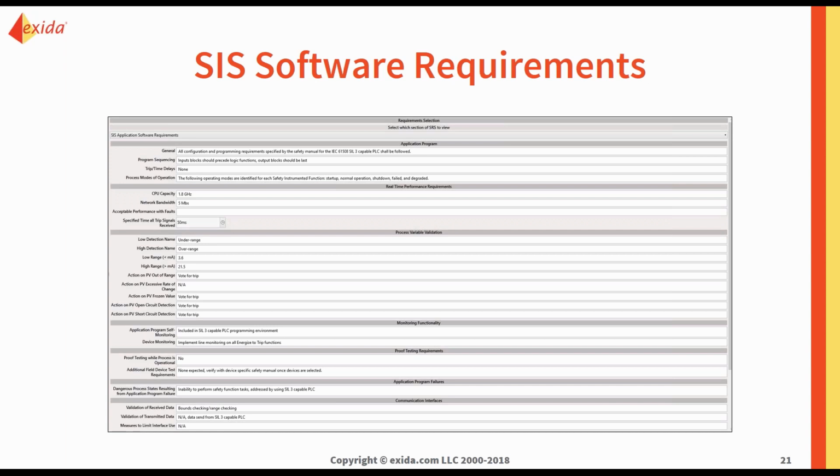You have process variable validation, so low detection name, high detection name, low range, high range, and you can see the rest. I'm not going to read through each of them, but the idea here is that once you fill this into the template, it's going to automatically generate in the report. Hopefully, the design team will find this comprehensive way to have the information communicated, and then they'll always know sort of where to find that information they're looking for if you're consistently using this tool and generating the same report. We have proof test requirements here, and communication interfaces, application program failures. So you can see there all of the things that are included for the software requirements.